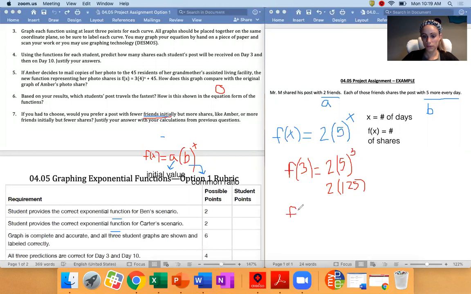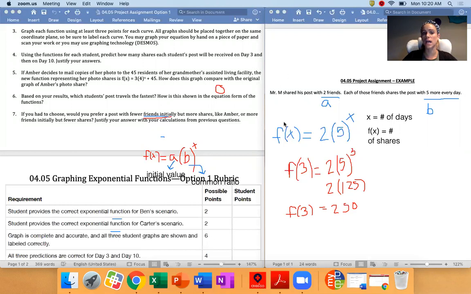So f of 3 is equal to 250 shares. So after 3 days, Mr. M's post would have been shared 250 times. That's a lot. All right, now we cannot forget that this was a 2-part question.